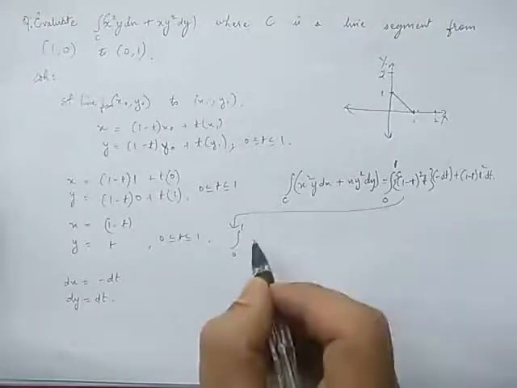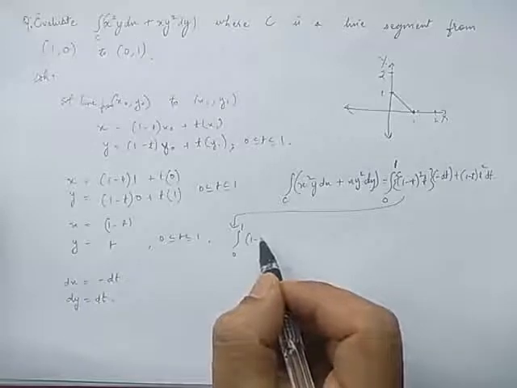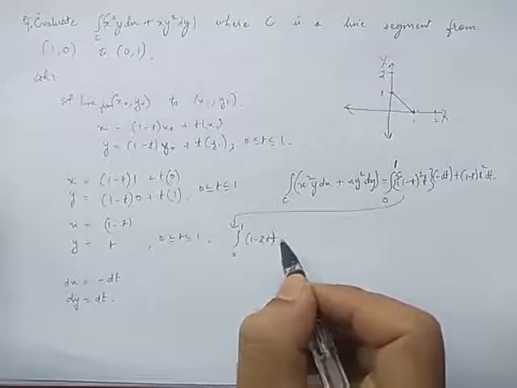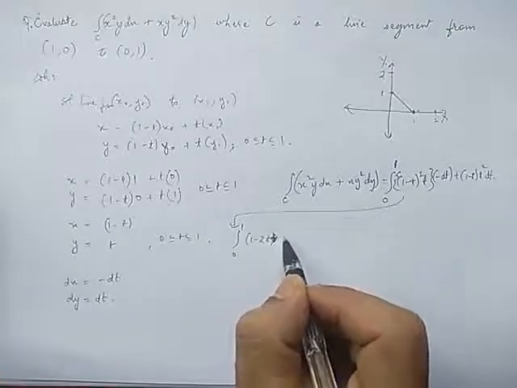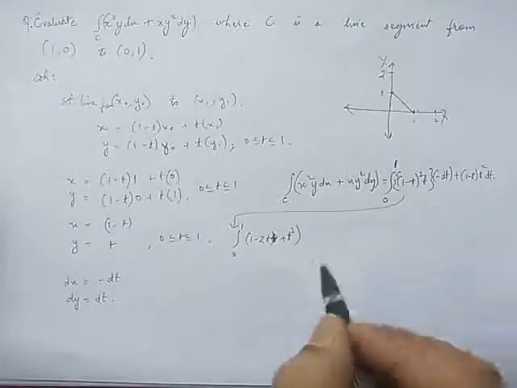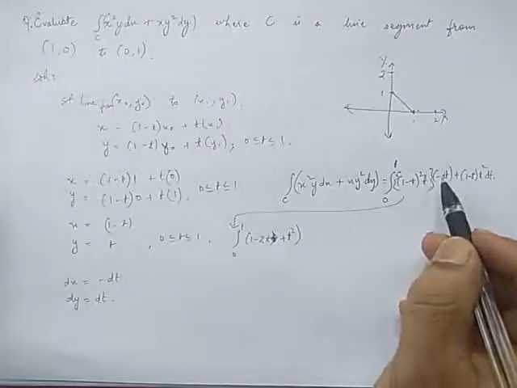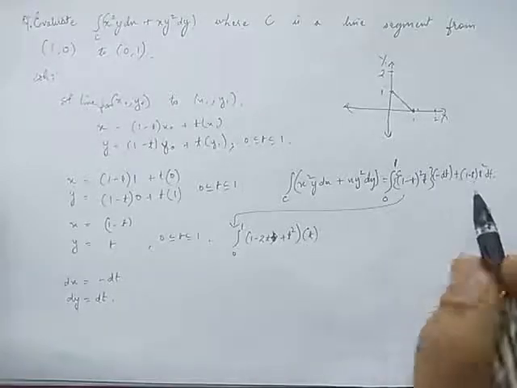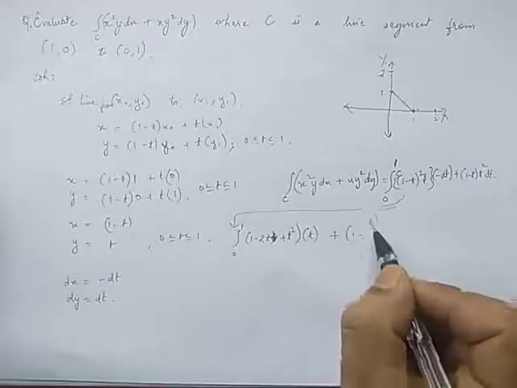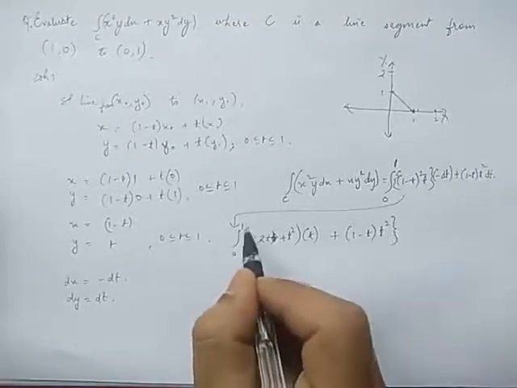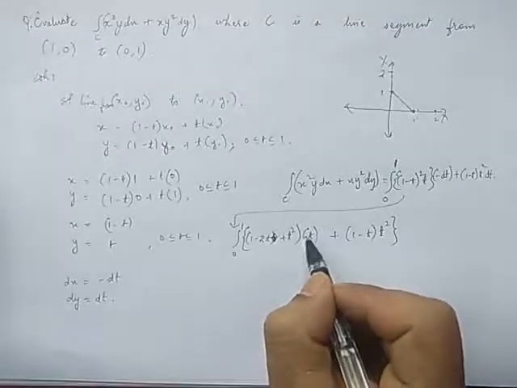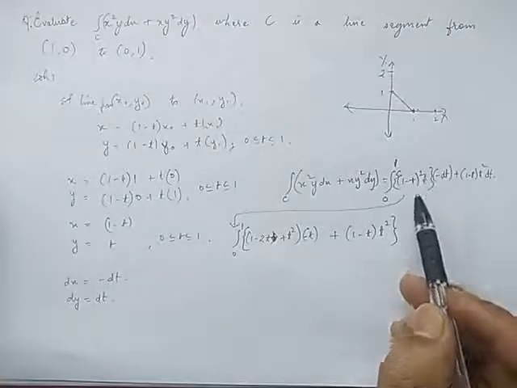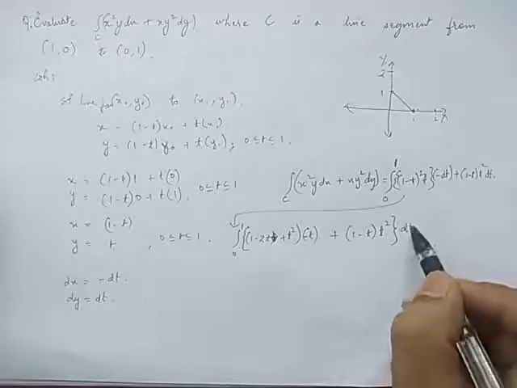So (1 minus t) squared can be written as 1 minus 2t plus t squared, times minus dt, plus (1 minus t) times t squared. Here I have minus dt, so instead of minus dt, I put the minus sign with t here, so that I can put the whole thing as dt.